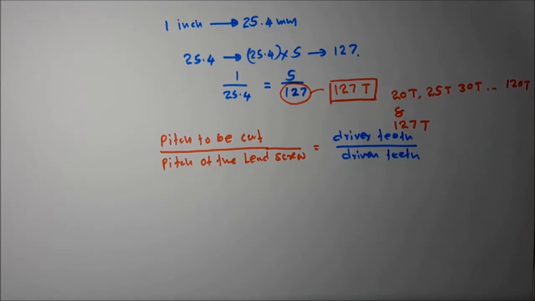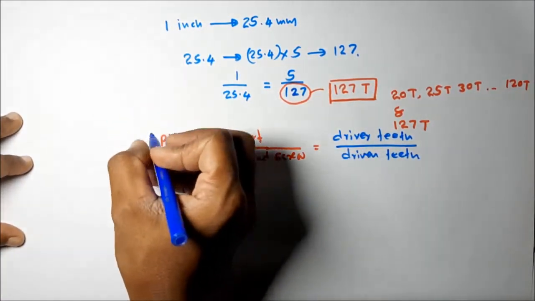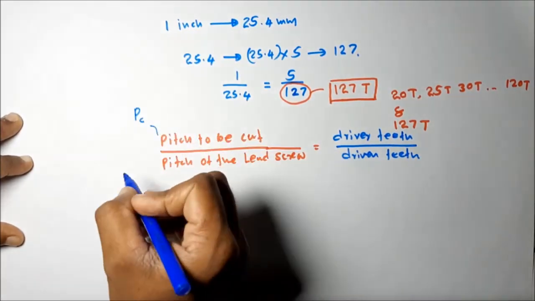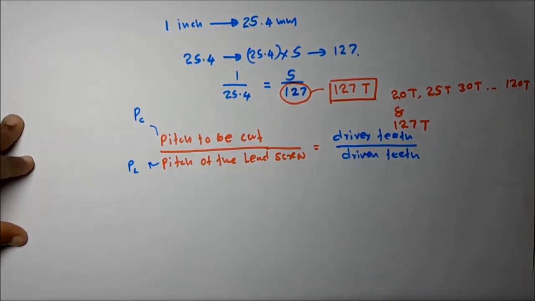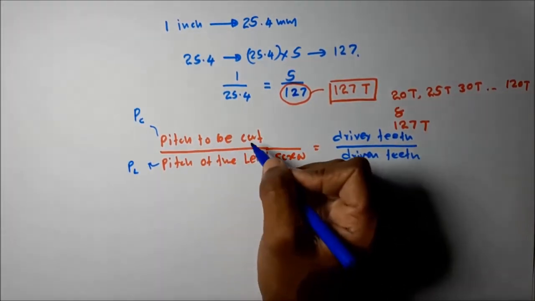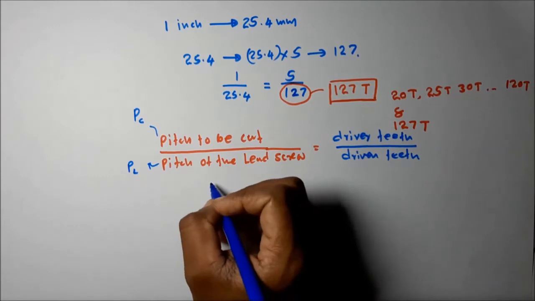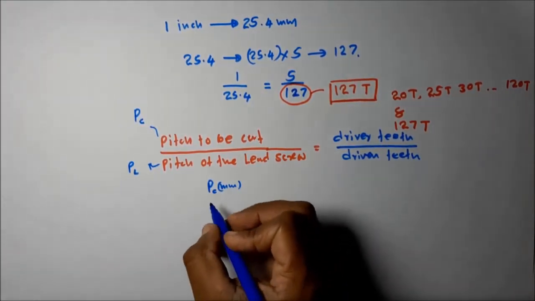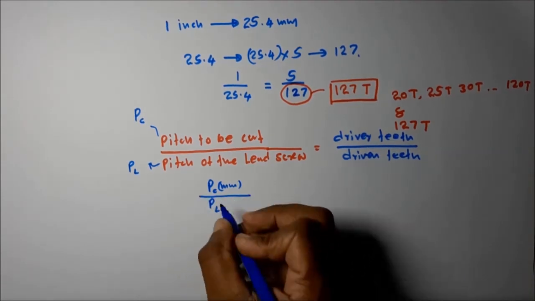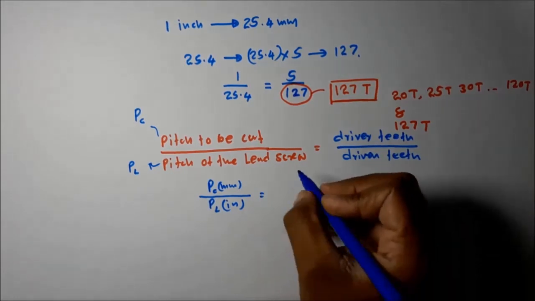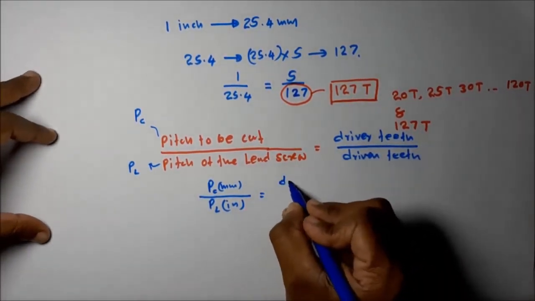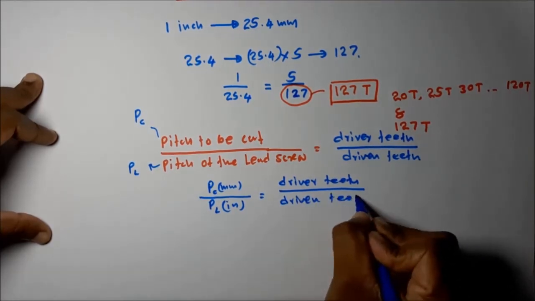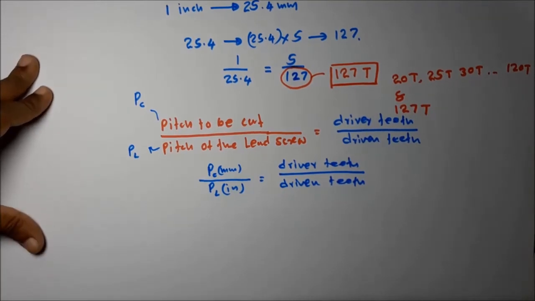Let's take the pitch to be cut as PC, and the pitch of the lead screw as PL. Here the pitch to be cut, PC, is in millimeters, and the pitch of the lead screw, PL, is in inches. Then driver teeth divided by driven teeth.